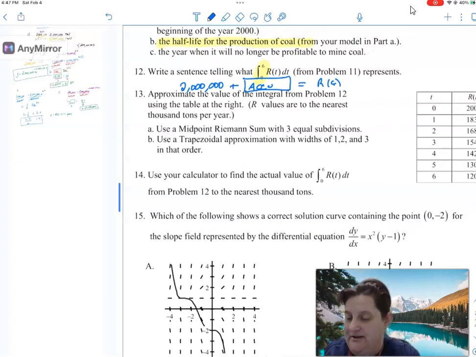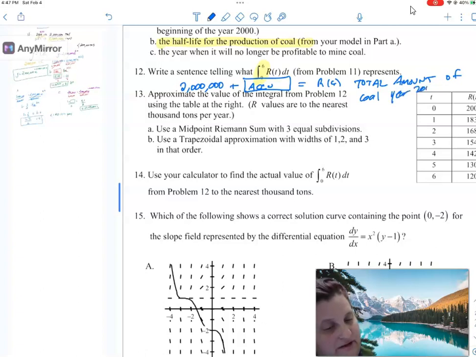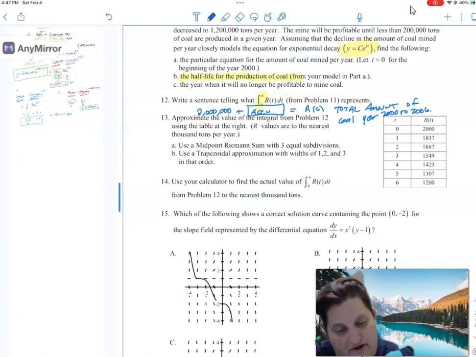So that is basically going to be the total amount of coal produced from year 2000 to year 2006. So I started with a certain amount, the total amount of coal produced, and then that's what I would get. All right? Fun.